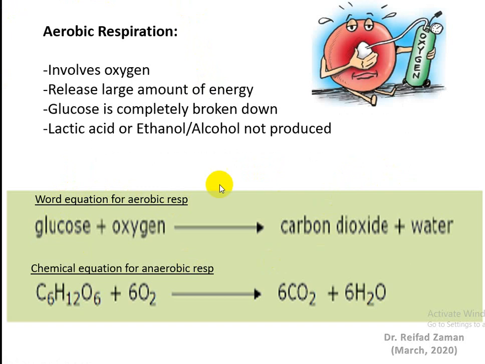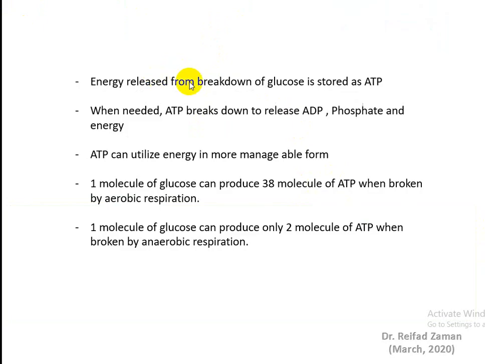Now here in these equations we have seen that when respiration happens, glucose breaks down and energy is produced. But this energy that is being released cannot be utilized by body cells. Rather, the energy released from respiration goes into ATP molecules. So glucose breaks down, energy is produced, and that energy is converted into ATP.